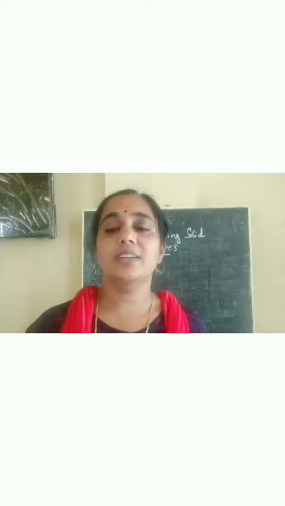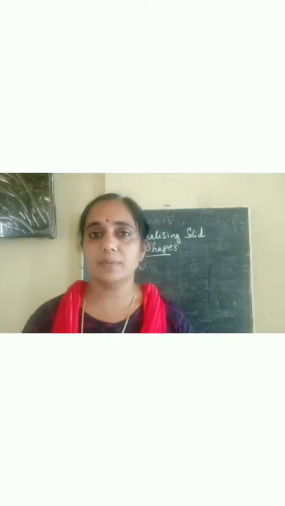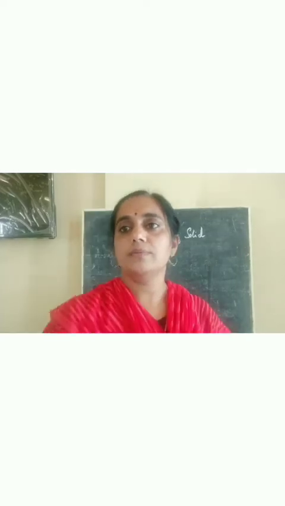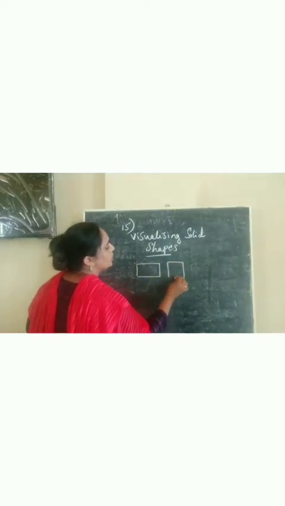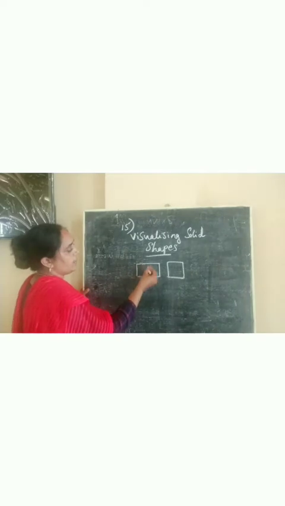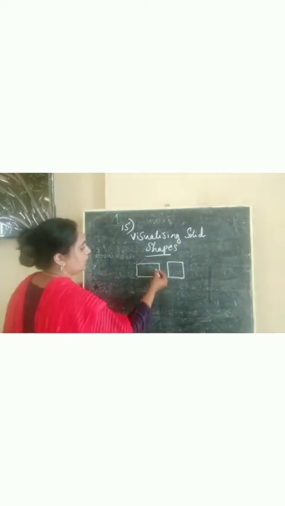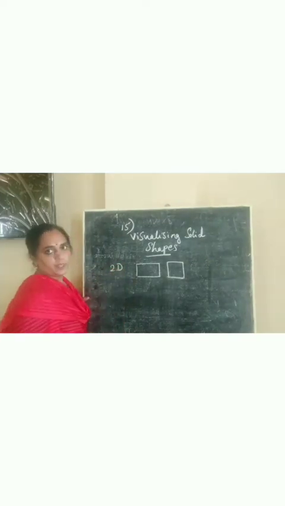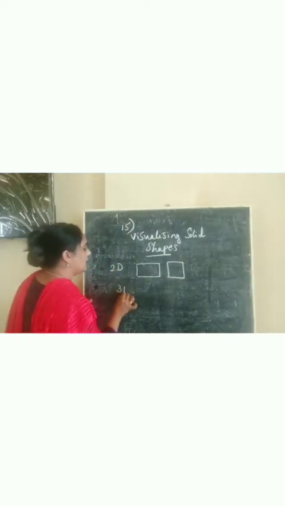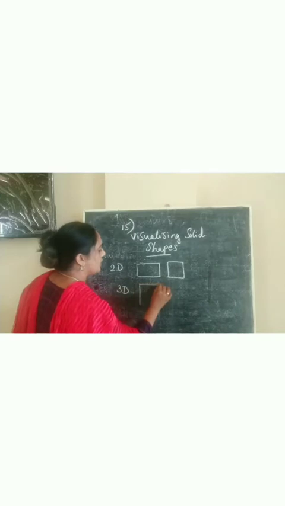Hello my dear children, now we can study our 15th chapter, Visualizing Solid Shape. You all are familiar with triangle, rectangle, square and so on. That is, length and breadth will be there for this type of shapes. That is 2D shapes.